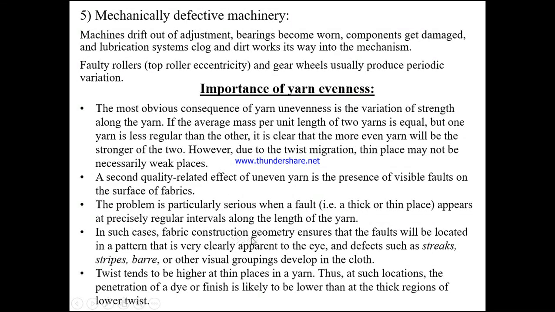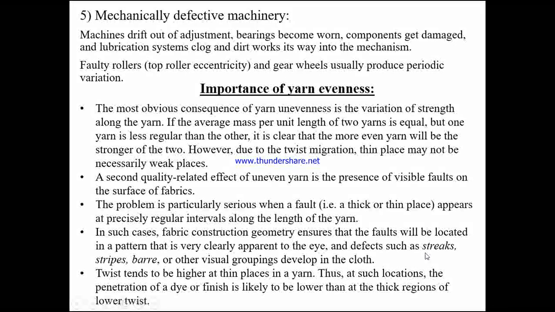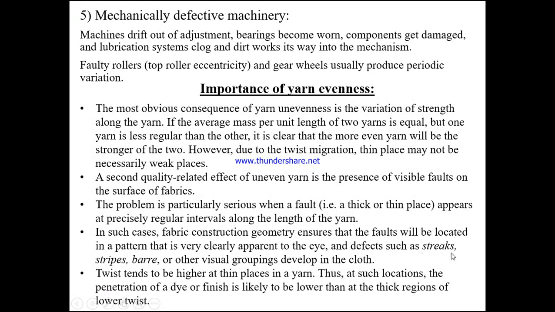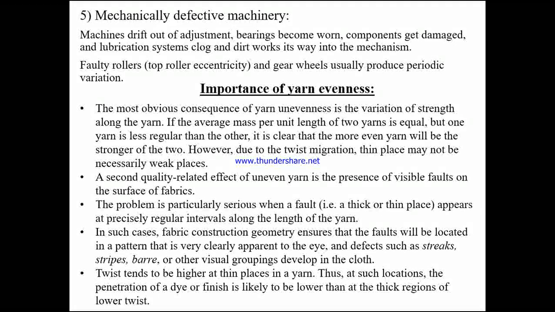In such cases, fabric construction geometry ensures that the fault will be located in a pattern that is very clearly apparent to the eye, and defects such as streaks, stripes, bars, or other visual groupings develop in the cloth. These are the kinds of defects in fabric that arise from periodic variation in the yarn. They are called streaks, stripes or bars, depending upon the visual appearance of that periodic variation in the yarn.